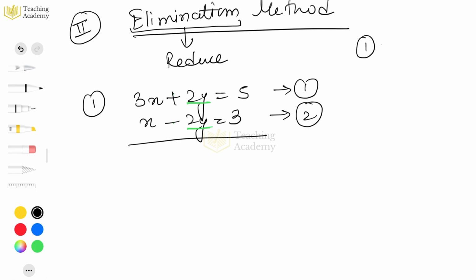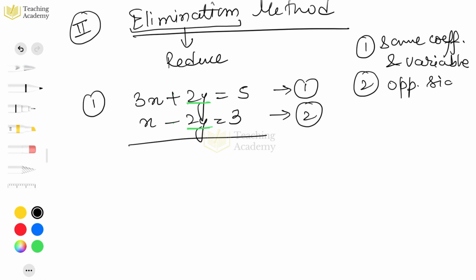One is they have the same coefficient and variable. Second is they have opposite signs, which is also a very important thing. Otherwise you have to introduce a negative sign, which I will discuss further. But if you see the opposite sign, the same variable, and the same coefficient, then we are definitely going to add, and this is simply going to cancel out. Plus 2y and negative 2y cancel and give you 0.